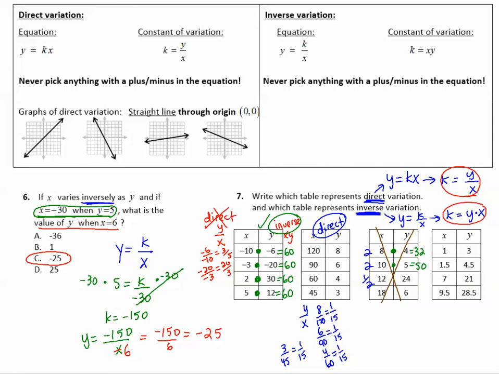Last one to check. 3 divided by 1 is 3. 4.5 divided by 1.5 is 3. 21 divided by 7 is 3. And 28.5 divided by 9.5 is 3. So this one is also direct variation.